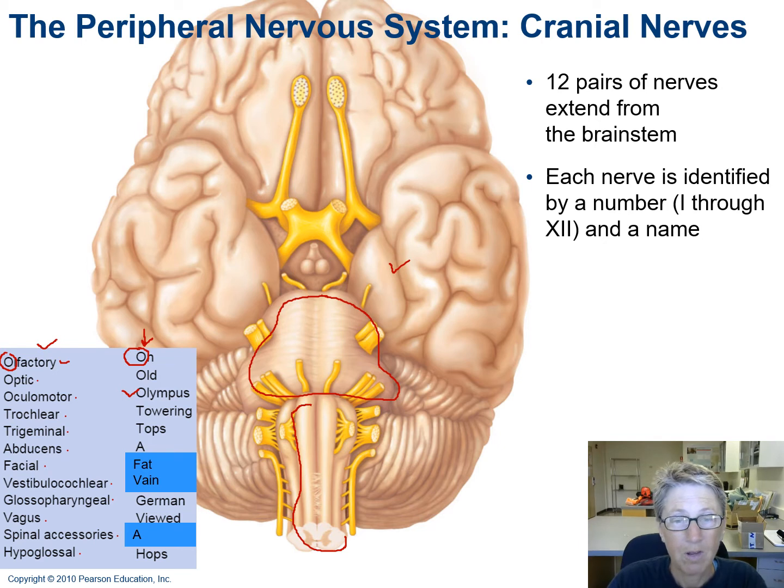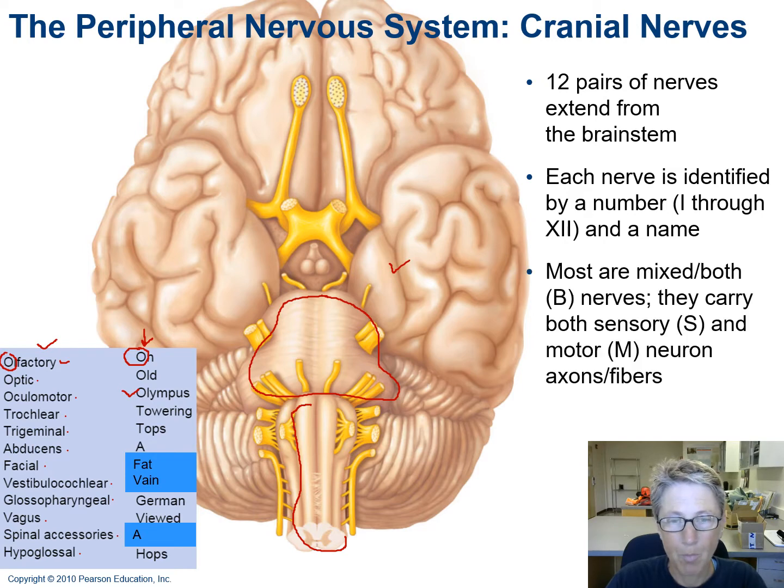Each nerve is identified by a number, a Roman numeral. You can't use non-Roman numerals. Most of the cranial nerves are mixed, so you can call them mixed nerves, or you can say the nerves have both sensory afferent axons and motor efferent axons.